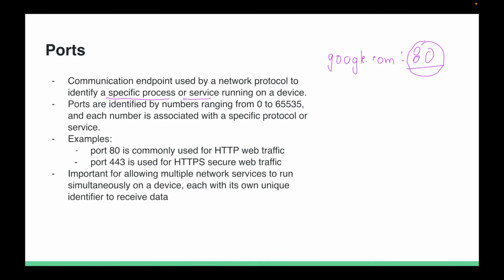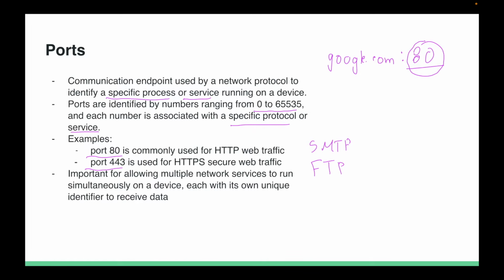So ports are identified by numbers ranging from 0 to 65,535. And as I said, each number is associated with a specific protocol or service. Again, you may not see the port number, but it's there. So for HTTP, it's port 80, for example. For HTTPS, it's port 443. And for other protocols like SMTP and FTP, they have their own port numbers.